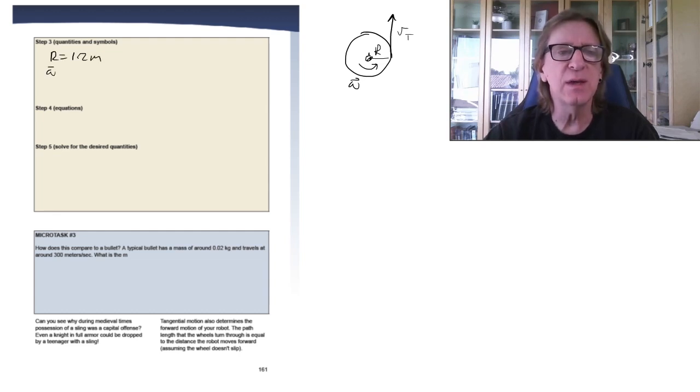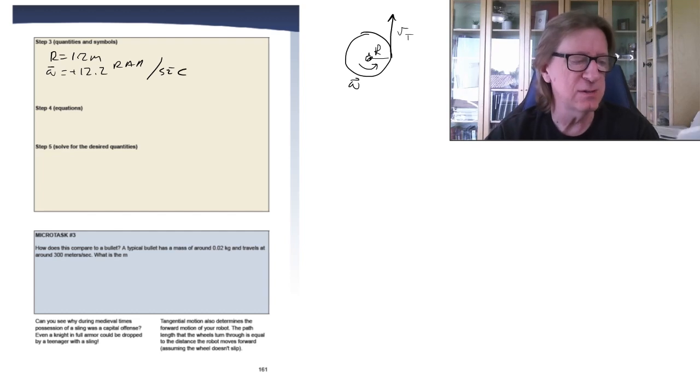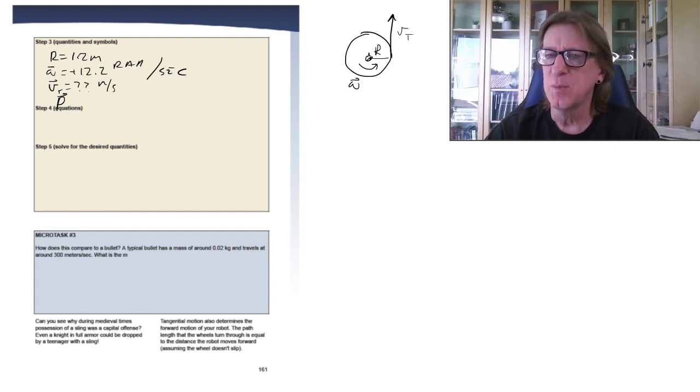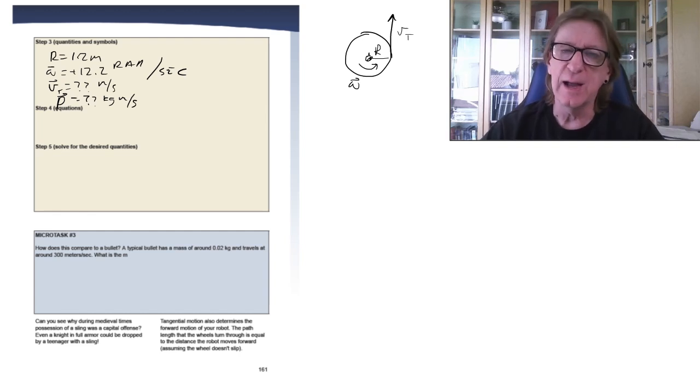Okay, so our symbols then, we know that R is equal to 1.2 meters. We know that omega, we decided, was positive 12.2 radians per second. Let me check my notes, make sure that's right. Yes. And then we don't know what VT is, but we know that it's in meters per second. And we also don't know what the momentum is, but we know that is going to be in kilogram meters per second. So I have 2 unknowns. I know I'm going to need 2 equations. Our step 2 already gave us what those equations are going to be. So all I need to do is write those down.